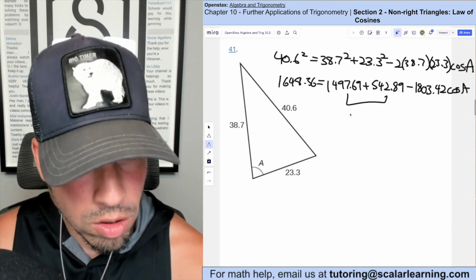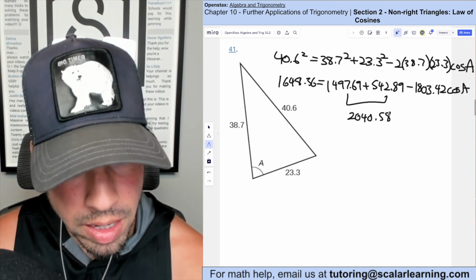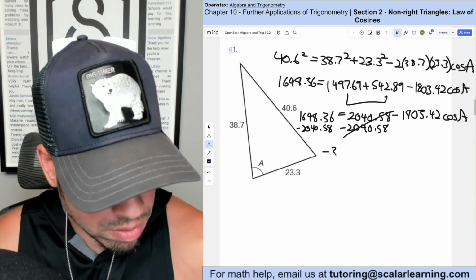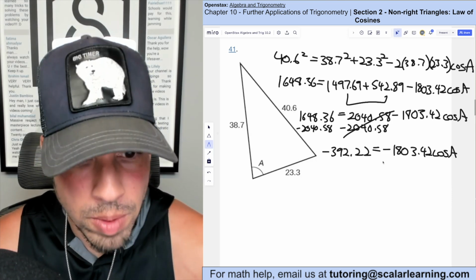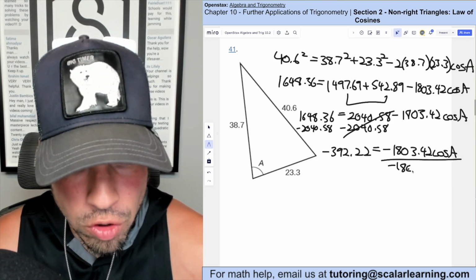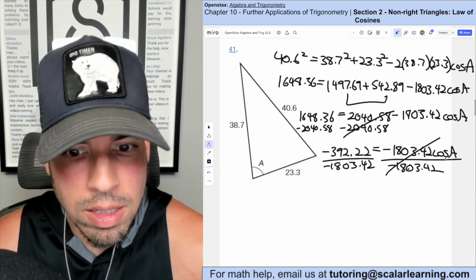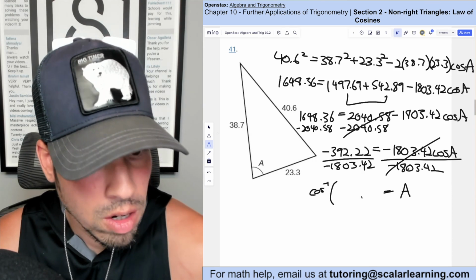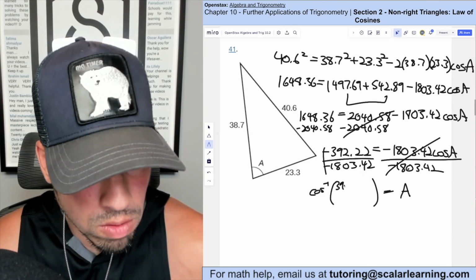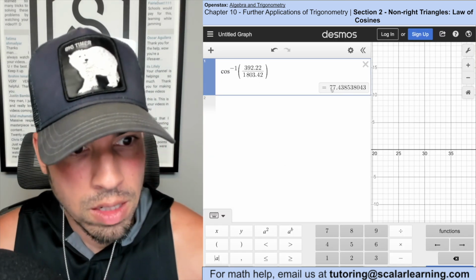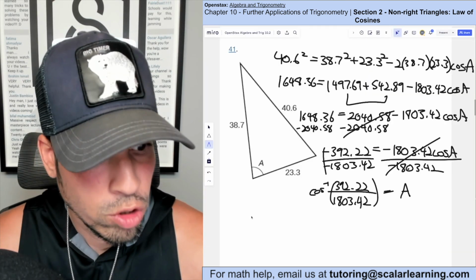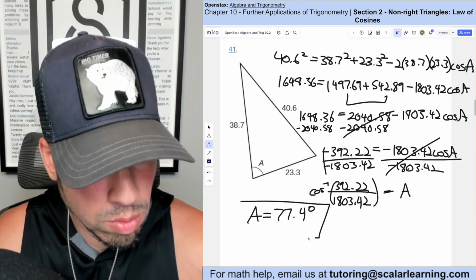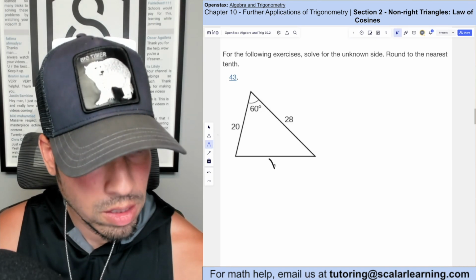So we add these two together and we get 2040.58. Then we have to subtract 2040.58 from both sides, and we get negative 392.22. Then we get a divide by negative 1803.42. And then the last step is we have to take arc cosine of both sides to get rid of that cosine. So we take arc cosine of this quantity, knowing that the negatives cancel out. So let's plug that into Desmos now. And we get 77.4 degrees to the nearest tenth, which means A equals 77.4 degrees. Boom, done.